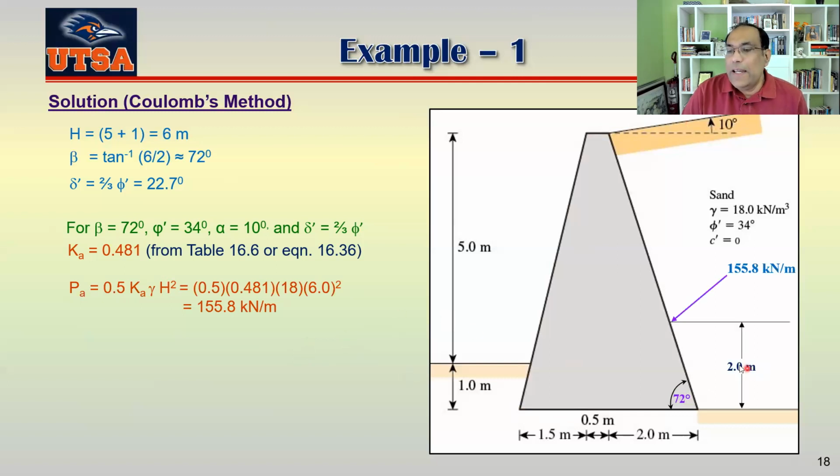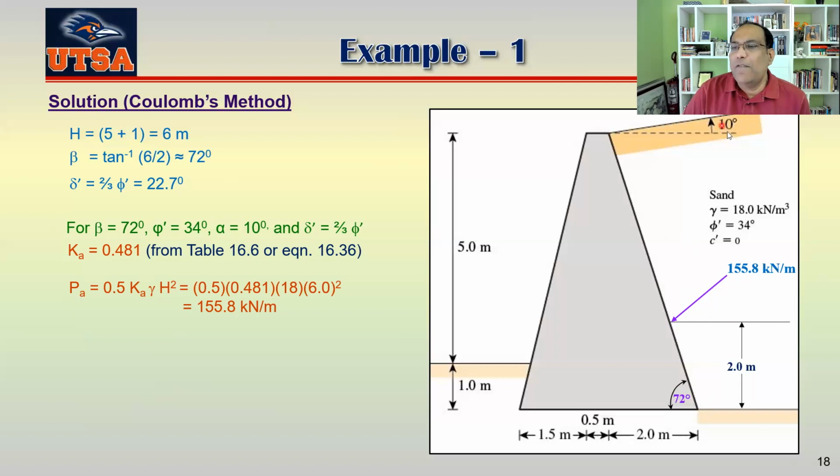Now you can see the force here, 155.5, that's actually working 1/3 from the bottom of the wall, which is 6 divided by 3. So this is 2 meters just above the bottom here. Now, what is that angle here? Okay, this is very, very important. I see that many of you were very confused when I asked that question in your second exam.